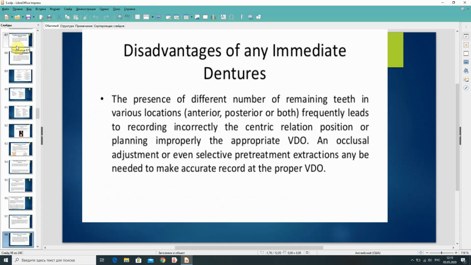Disadvantages of any immediate dentures. The presence of a different number of remaining teeth in various locations, anterior, posterior, or both, frequently leads to recording incorrectly the centric relation position or improperly planning the appropriate occlusion. An occlusal adjustment or even selected pretreatment extractions may be needed to make an accurate record and a proper occlusion.